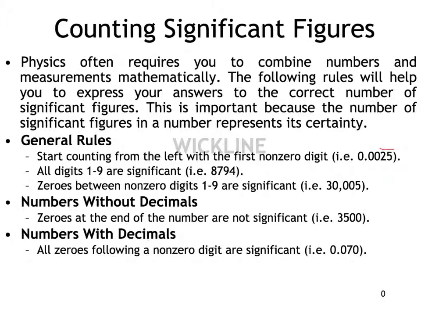My second rule is that any digit that's not a 0, or all digits that are 1 through 9, automatically count. So that means that all of those digits are definitely significant. And I'm putting an overbar to show all of those.